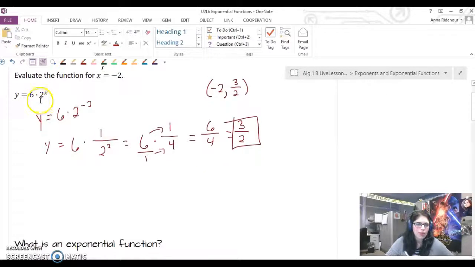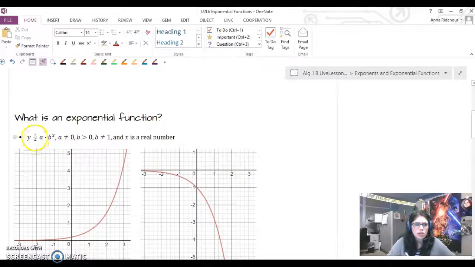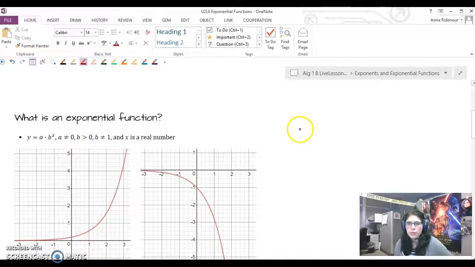So this, you may have guessed, is an example of an exponential function. All exponential functions are written like this. y is equal to a times b raised to the power of x, and a and b are going to be numbers. So your x and your y are your variables, just like in y is equal to mx plus b. You keep your x and your y as variables, and your a and your m and b are numbers in the equation.